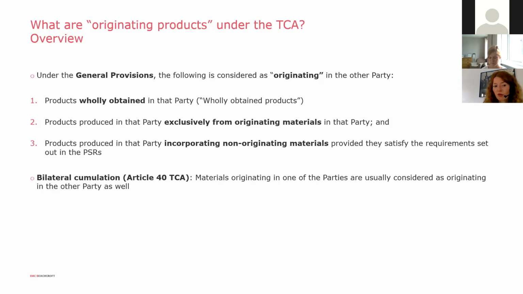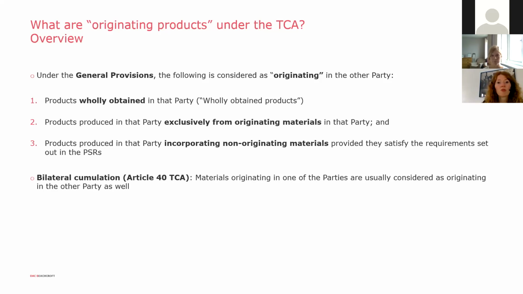But before doing so, very important to know what applies is bilateral cumulation. So in other words, materials originating in one of the parties are usually considered as originating in the other party as well, which is very important and useful, especially for supply chains and where products are produced by sending them back and forth between the jurisdictions. So that's where bilateral cumulation can be extremely helpful and useful.